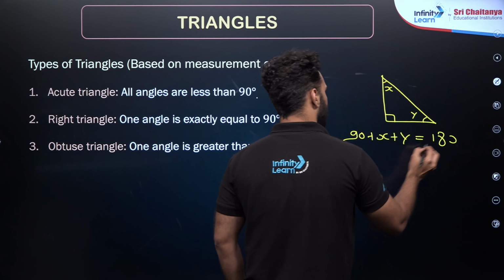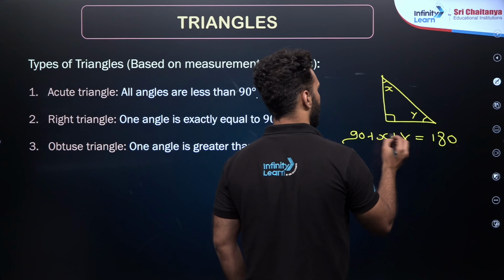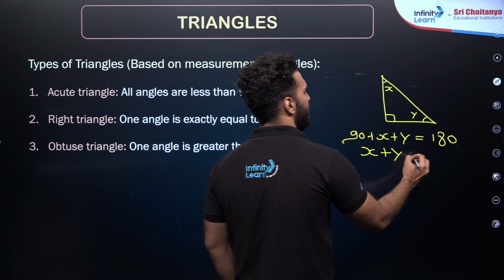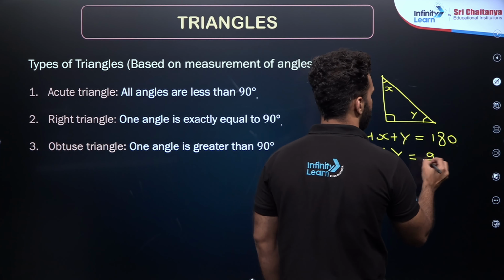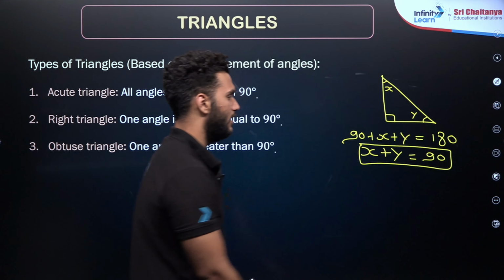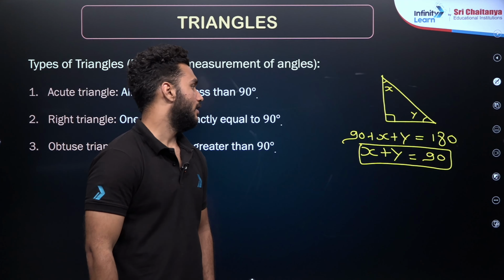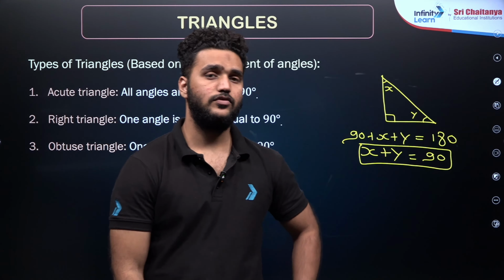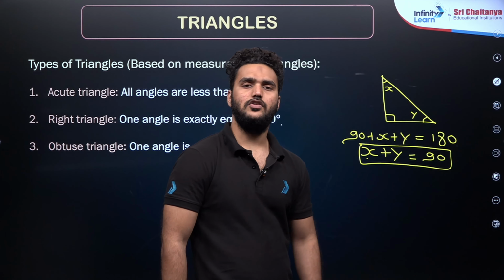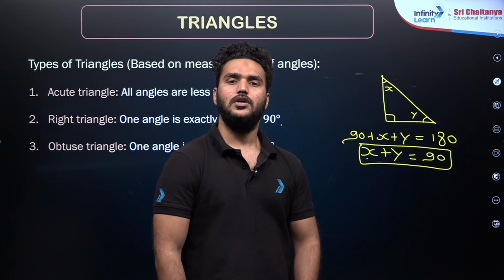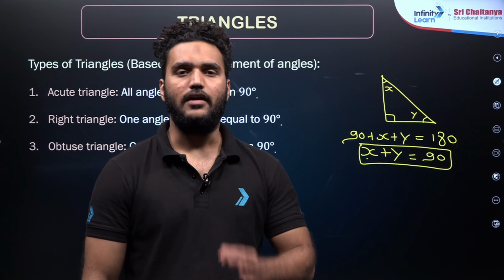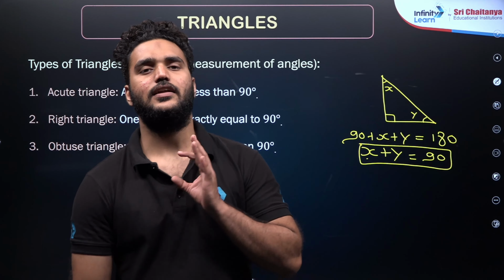Now x plus y should be equal to what? Send 90 to the other side, it will become negative. 180 minus 90 is 90. Okay, x plus y is equal to 90. Now sir, you said that it can't have two right angles. If we consider that x is equal to 90, then what is the value of y? Sir, 0. It is not possible. You cannot make a triangle with an angle 0. Every angle of a triangle is greater than 0.